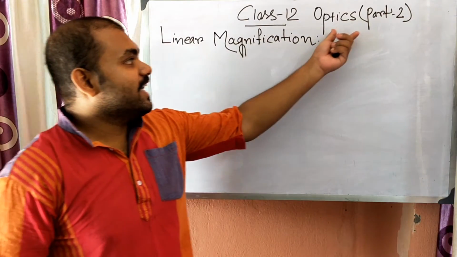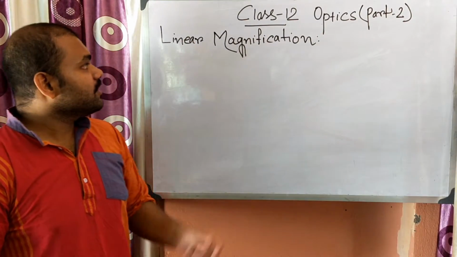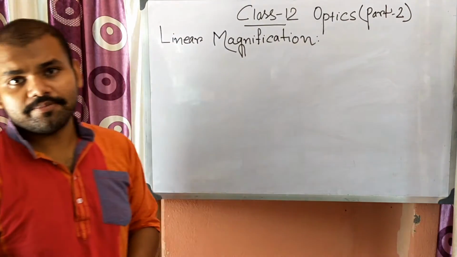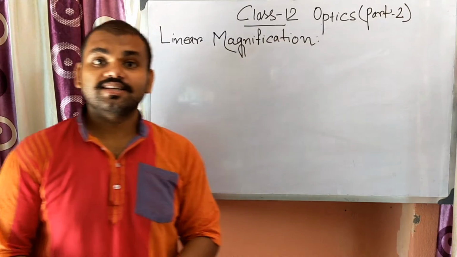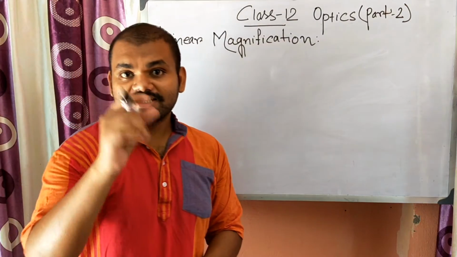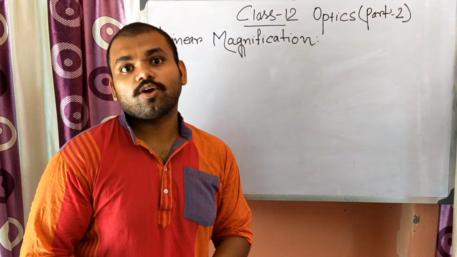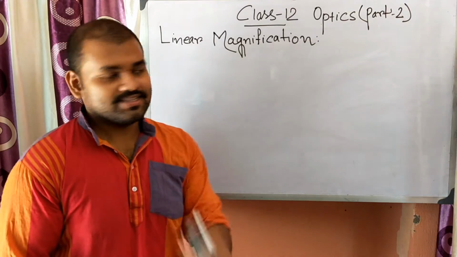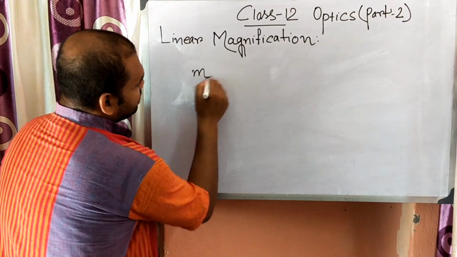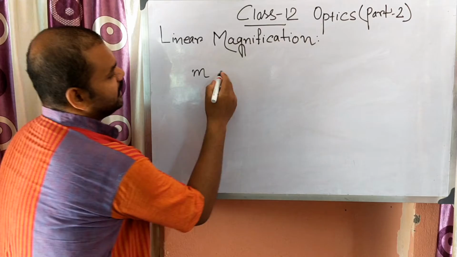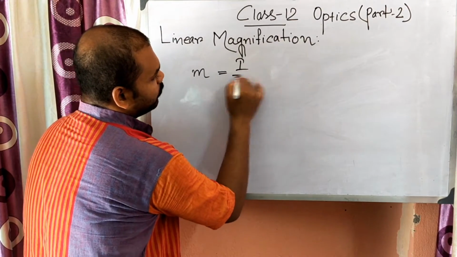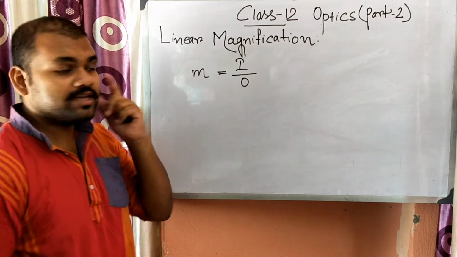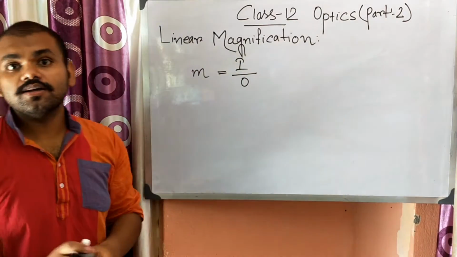Today we are on the next video in our optics chapter, and today we are going to learn about linear magnification. So what do you mean by linear magnification? Linear magnification is the ratio of the image height and the object height when an object is placed perpendicularly on the principal axis. It is denoted by m. M will be I by O, where I is the height of the image and O is the height of the object.